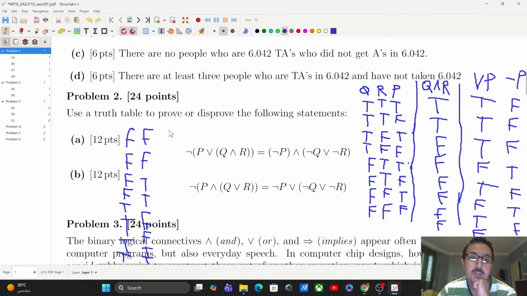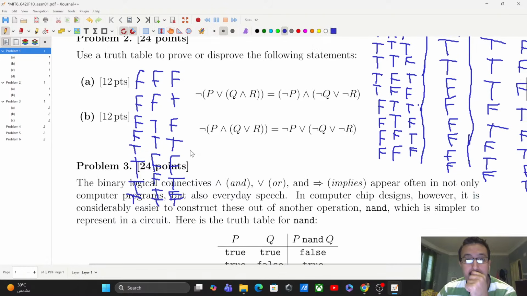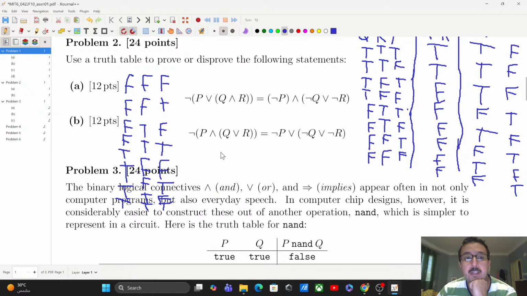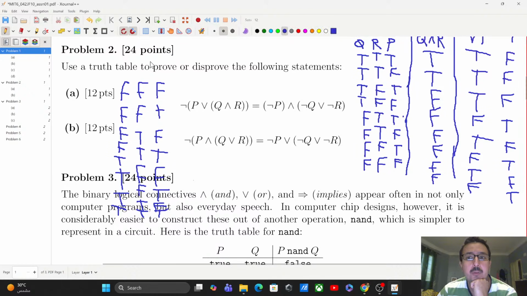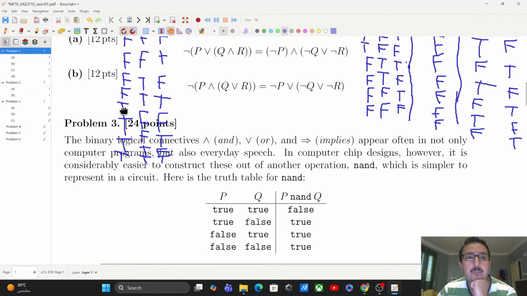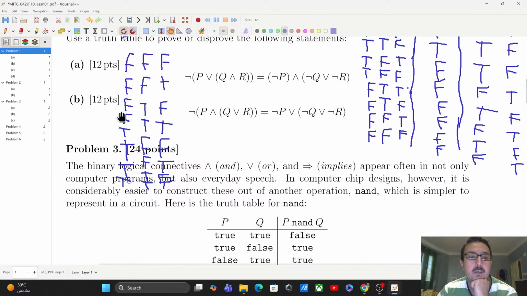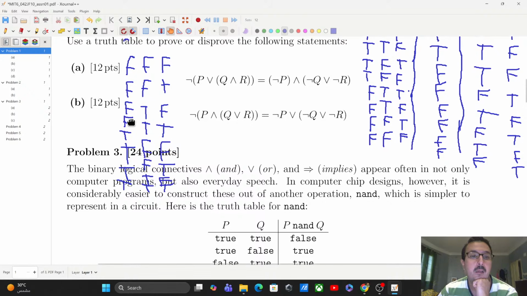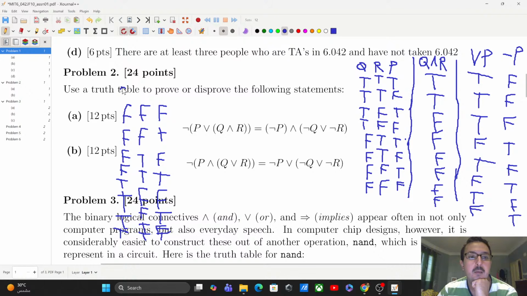And then I got false, true, false, true, false, true, false, true. And then I got not R. What did we start with? Q, R, Q. Oh my God. Not Q, not R, not P.